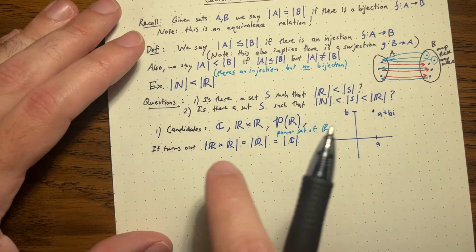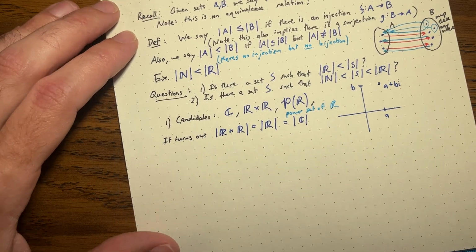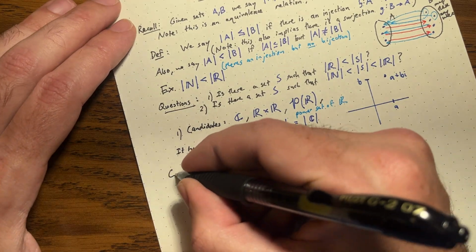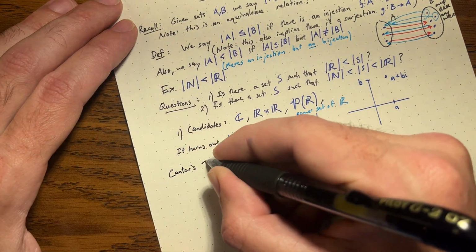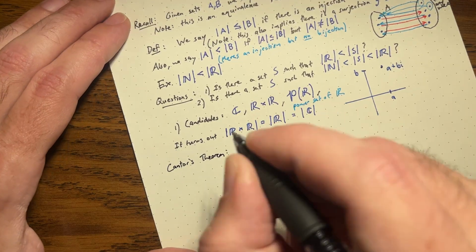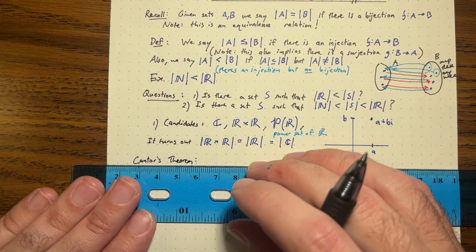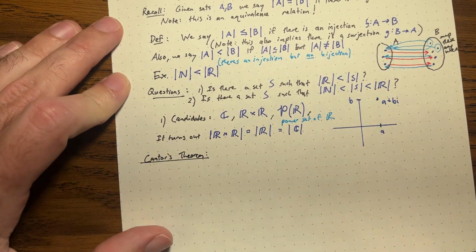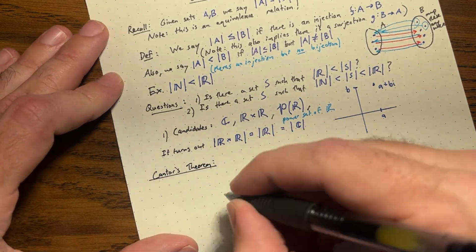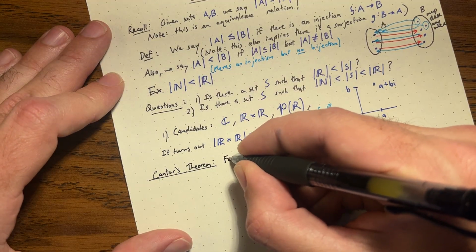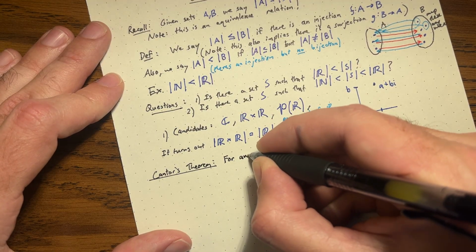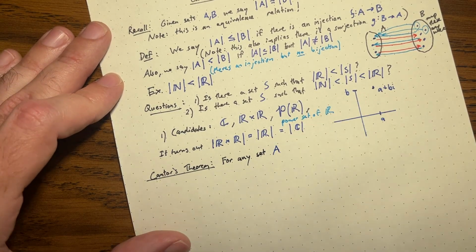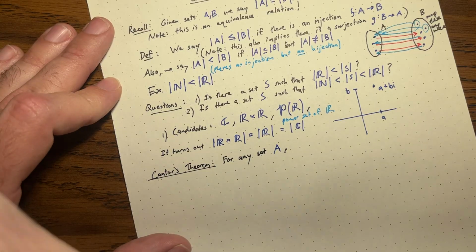Okay, what about this third one, though? Turns out this one is bigger, so this is the one we want. And that is the content of our first theorem here, Cantor's theorem. Let's state Cantor's theorem. And we'll prove it. Turns out the proof is pretty quick, so I can actually do the whole proof. I'm not saying it's easy to come up with, but it's quick once you have it. Cantor's theorem says that for any set, not just R, but for any set A, the power set has strictly greater cardinality.